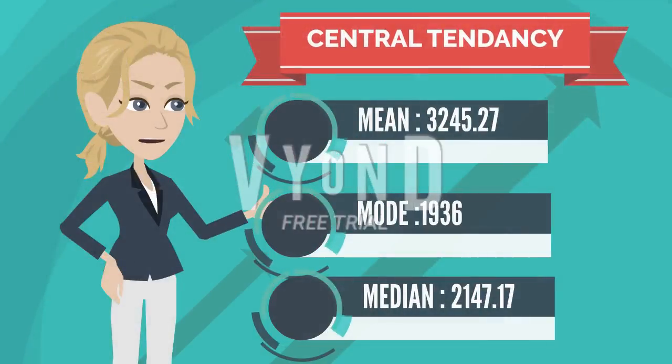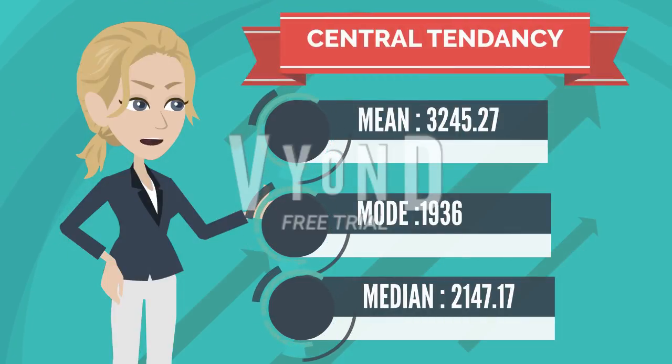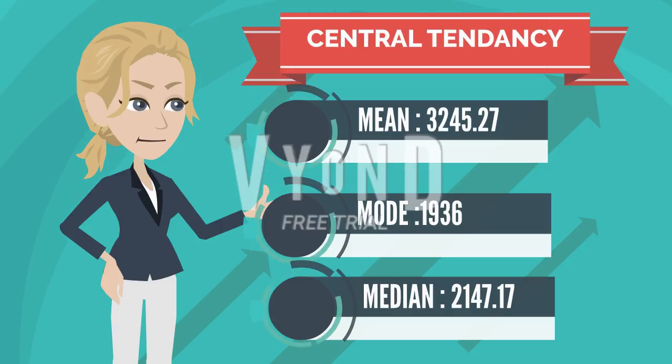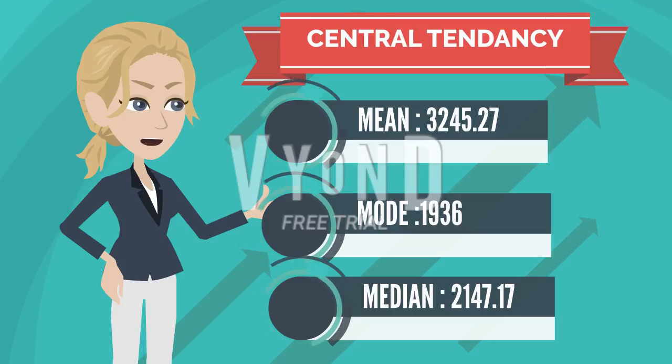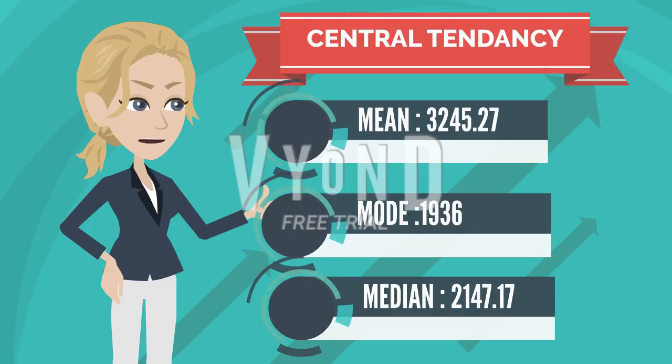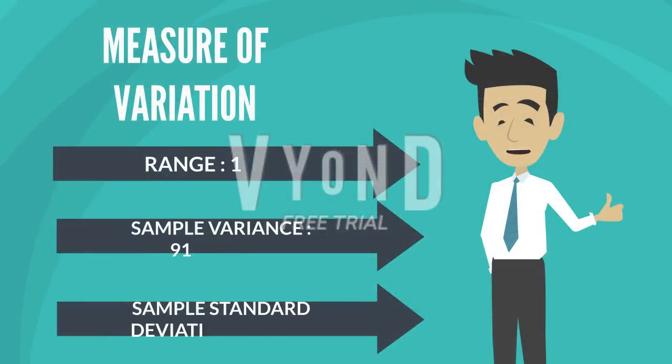Mean is the sum of the data entries divided by the number of entries. We got a mean of 3245.27. Then the mode is the data entry that occurs with the greatest frequency. We got a mode of 1936. Median is the value that lies in the middle of the data when the data set is ordered. We got 2147.17 as the median.